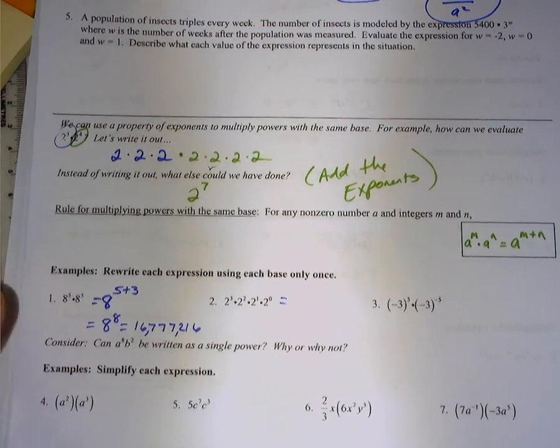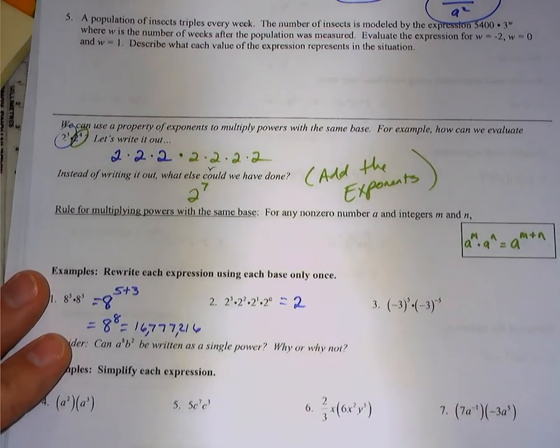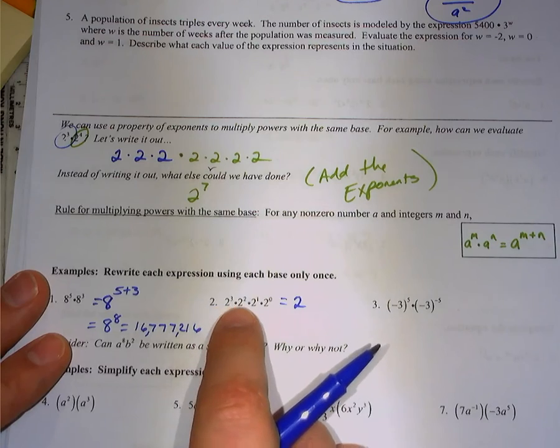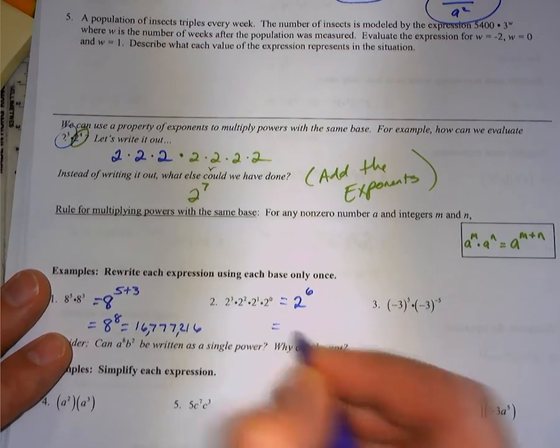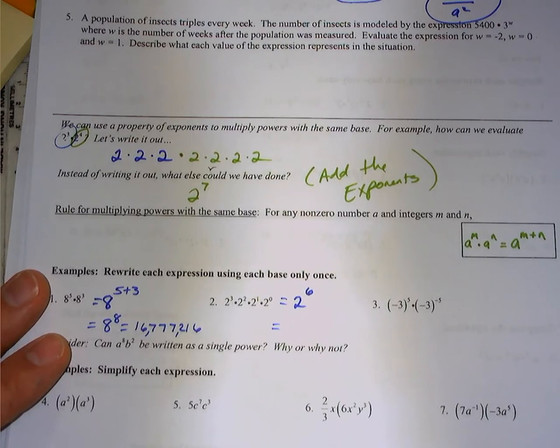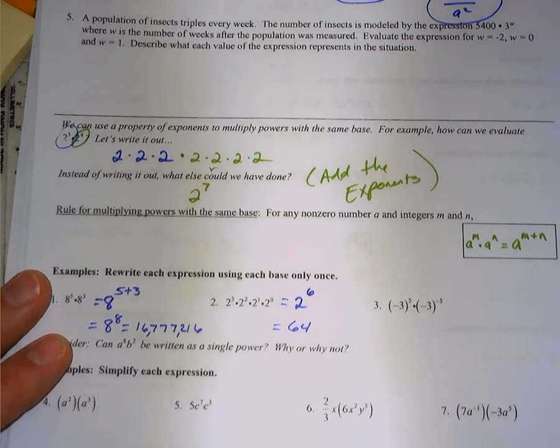Here we go. So we take a look at number 2. All those bases have a 2. Go ahead and add those guys up. It's 3 plus 2 plus 1 plus 0. How much is that? 6, right? Add that up. And 2 to the 6 is how much? 2 times 2 times 2 is 8. 8 times 8, 64. There we go.